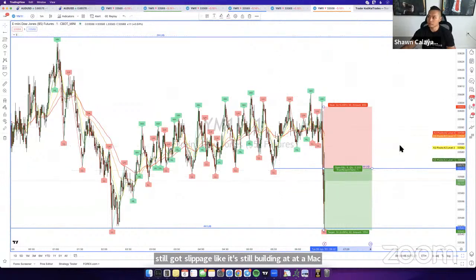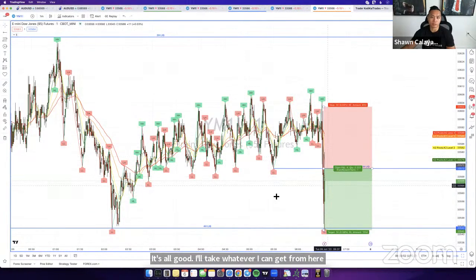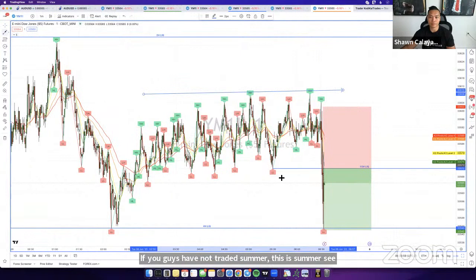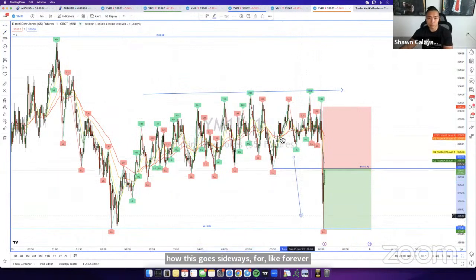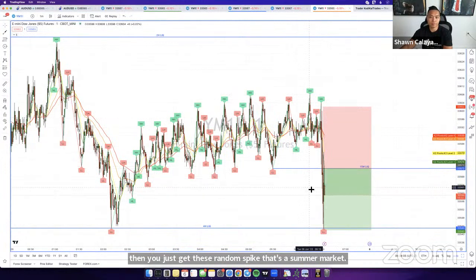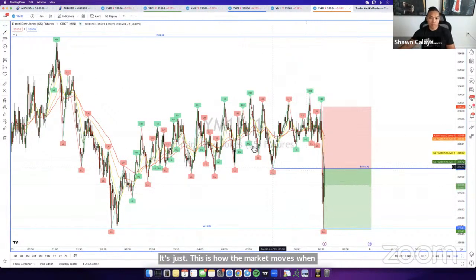So, I mean, it is what it is. It's all good. I'll take whatever I can get from here. But you guys can see, welcome to the summer market. If you guys have not traded summer, this is summer. See how this goes sideways forever, and then you just get these random spikes. That's a summer market. So if you guys have traded with me in the summer before, this is nothing new. This is how the market moves once you get into the seasons. It's not officially summer yet, but we're in June, so the market is starting to move irregular. This isn't even that bad.